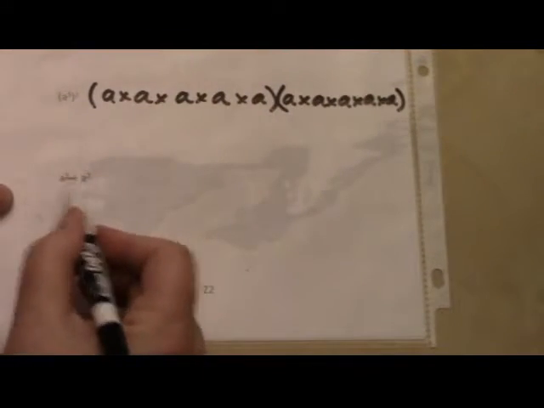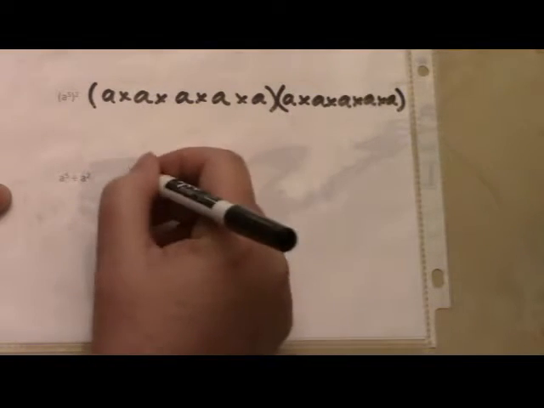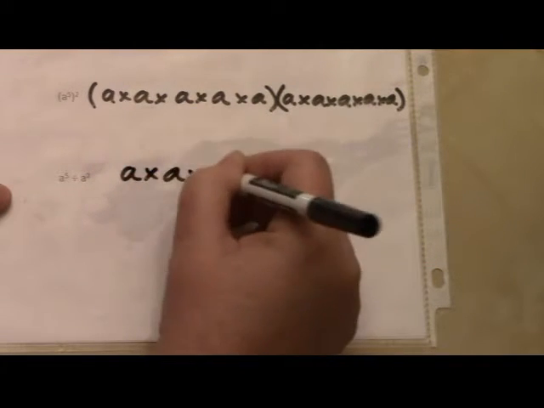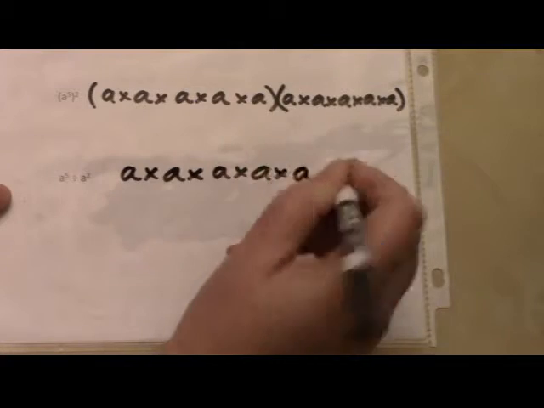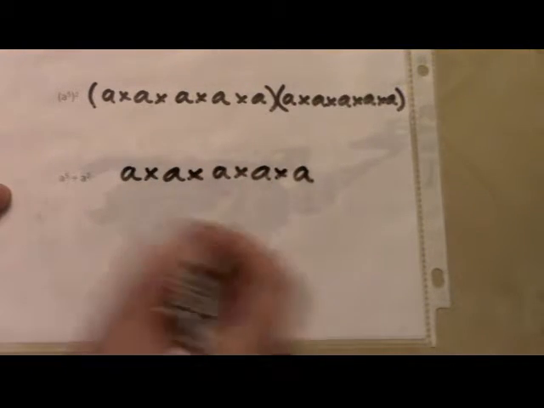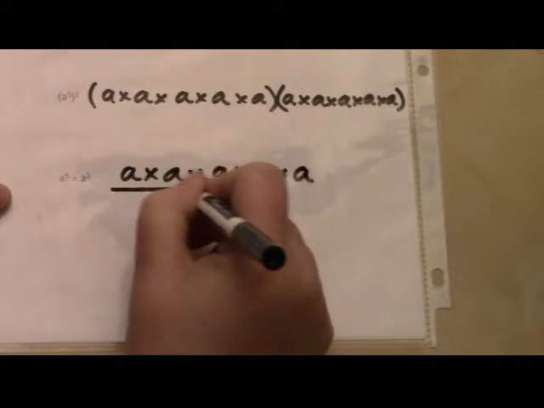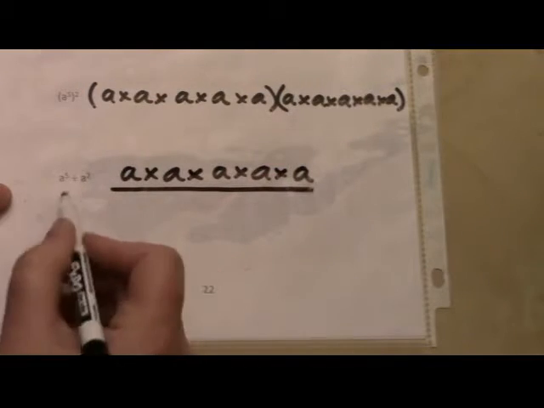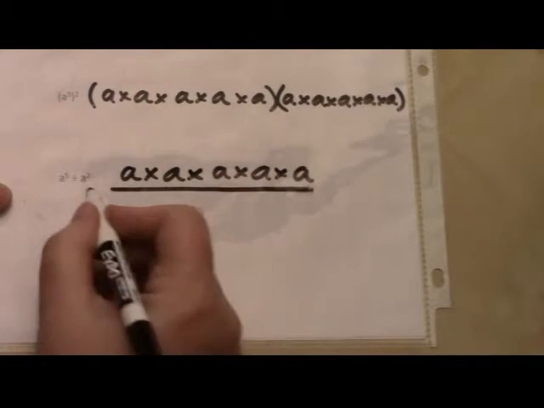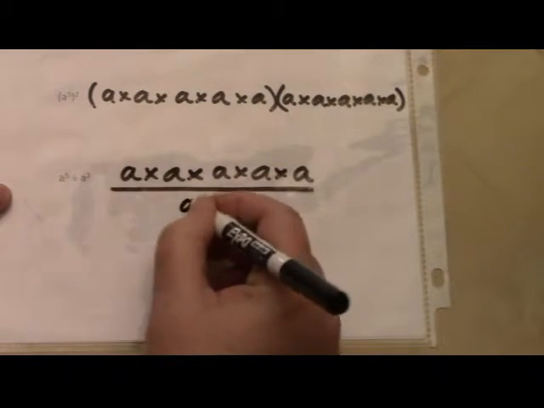This time I have a to the fifth, so let's do that again. A times a times a, 1, 2, 3, 4, 5. And it's being divided. Let's do it this way. Remember, a fraction is like division. What's it being divided by? A squared, which means two of them, a times a.